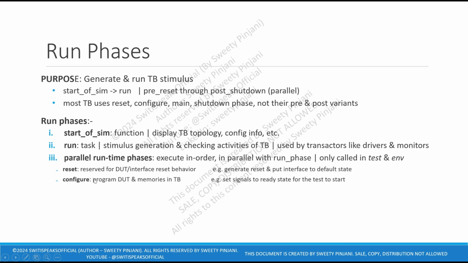After reset, we have to configure. An example can be that you have memories in your DUT and you want to configure them. Program the DUT, whatever basic configuration you want to have, and then program the memories. For example, you want to be in a ready state for your test to start, so you will make the ready signal 1. This can be one example of what we do in the configure phase.